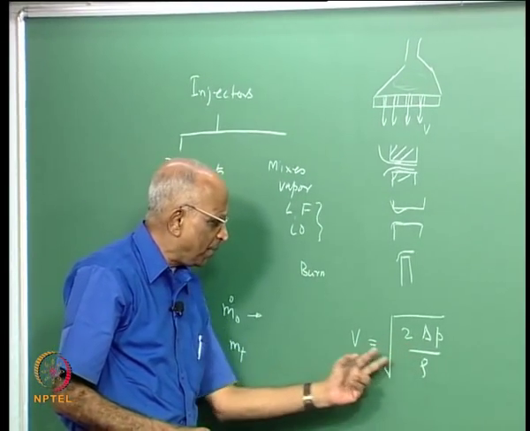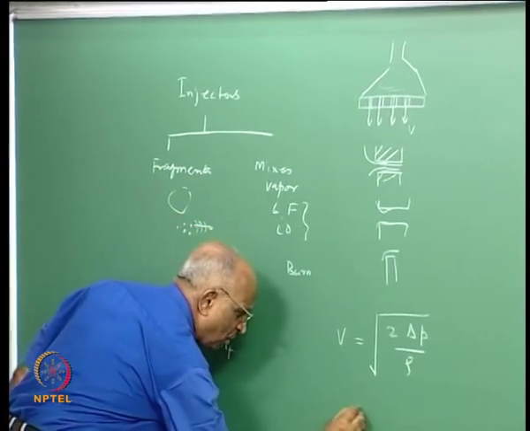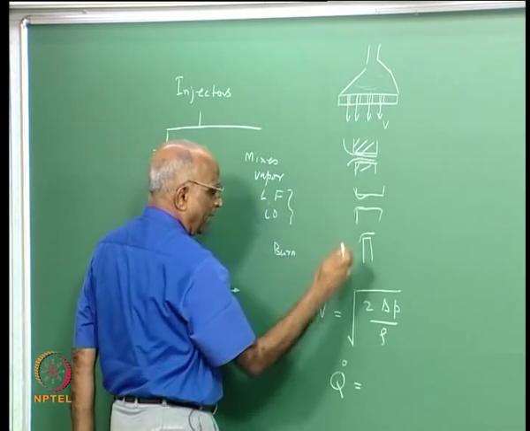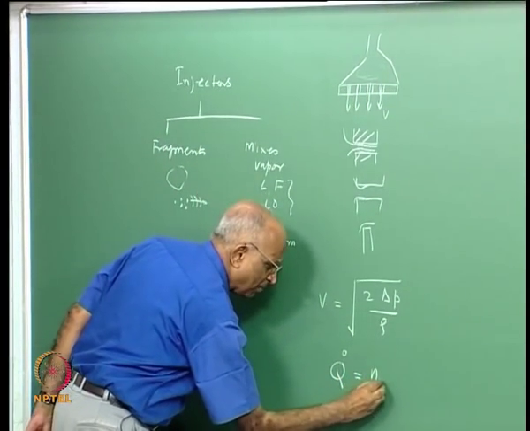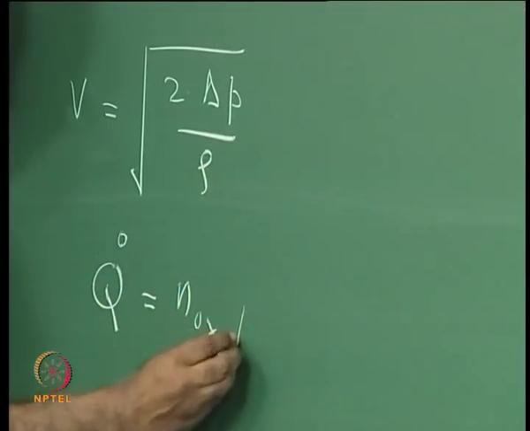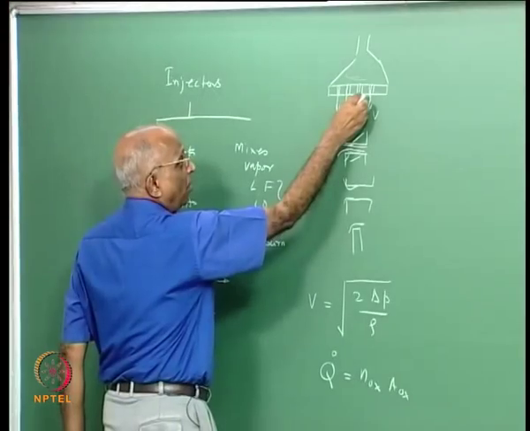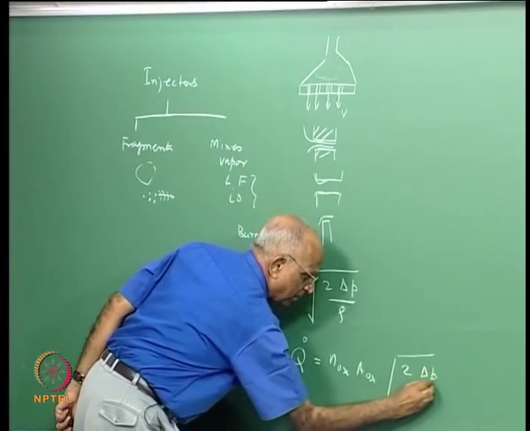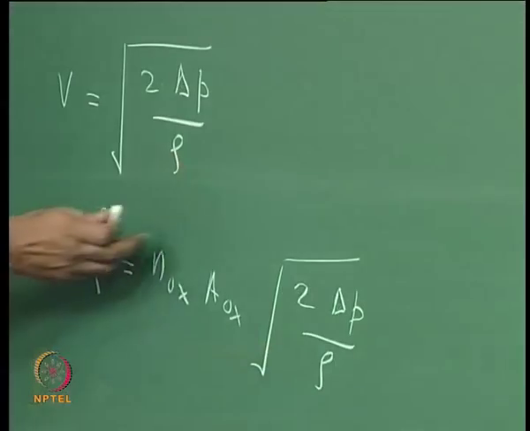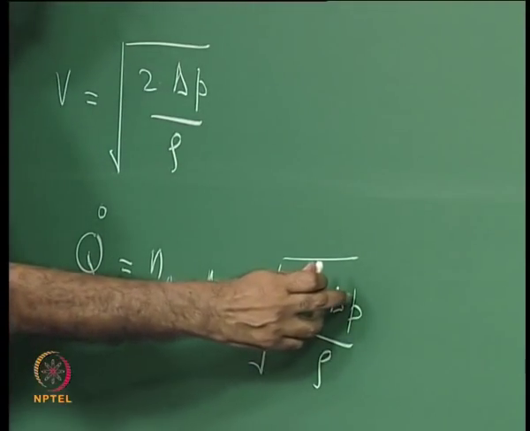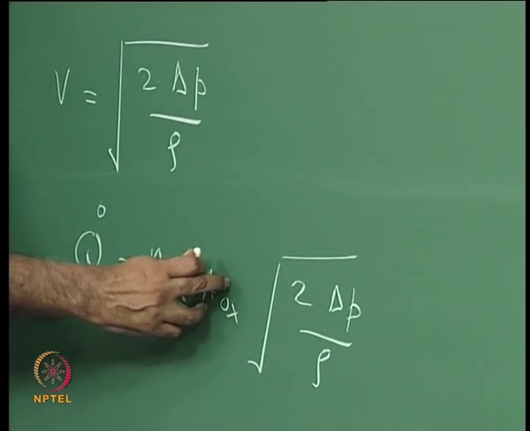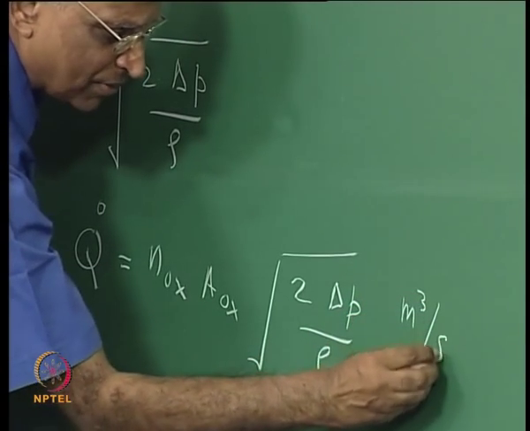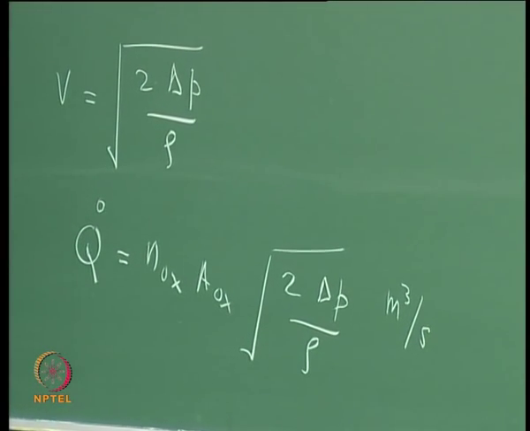Therefore, this was 2 delta P by rho. To get the quantity of flow taking place, out of all the holes, n oxidizer was the number of holes for the oxidizer, and A oxidizer was the area of one oxidizer orifice, multiplied by the square root of 2 delta P by rho, is the quantity of flow taking place. If delta P is in Newton per meter square and A oxidizer is in meter square, I could say it is so much meter cube by second. But mind you, we are still missing something.